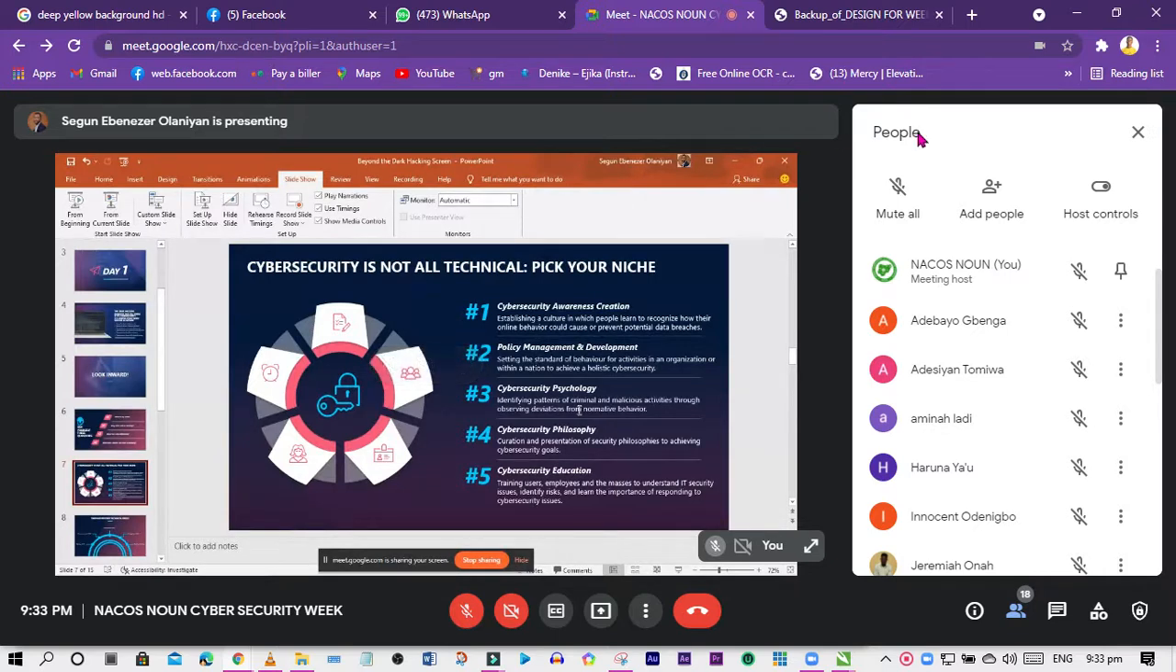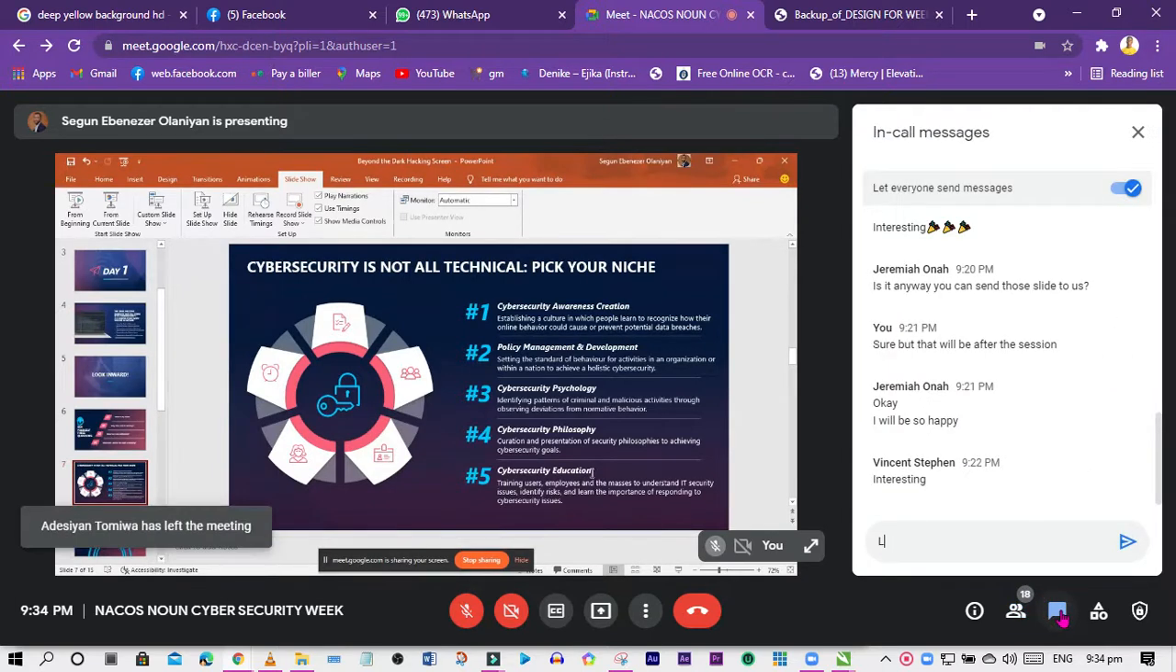None of these domains are being paid less. They are equal when it comes to payment. You are still referred to as a cybersecurity expert. Then we have cybersecurity philosophy, curation and presentation of security philosophies to achieving cybersecurity goals. We have cybersecurity education, training users. This is almost like awareness creation, which is part of what I do too.